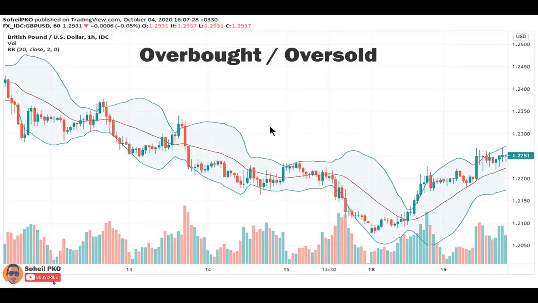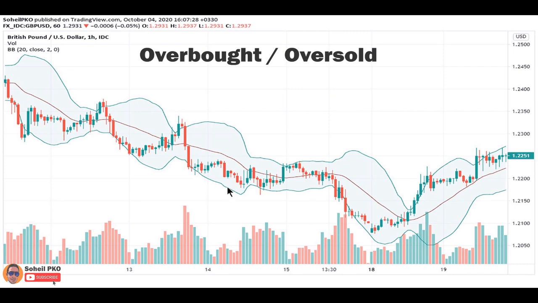Based on statistical principles, approximately 90% of the price action happens between the upper band and lower band. So when the price touches the lower band or breaks it and goes below the lower band, it shows that the price has decreased too much and there is a possibility that the price is going to bounce. And when the price touches the upper band or breaks it and goes above the upper band, it shows that the price advanced too much and there is a possibility that the price is going to fall.